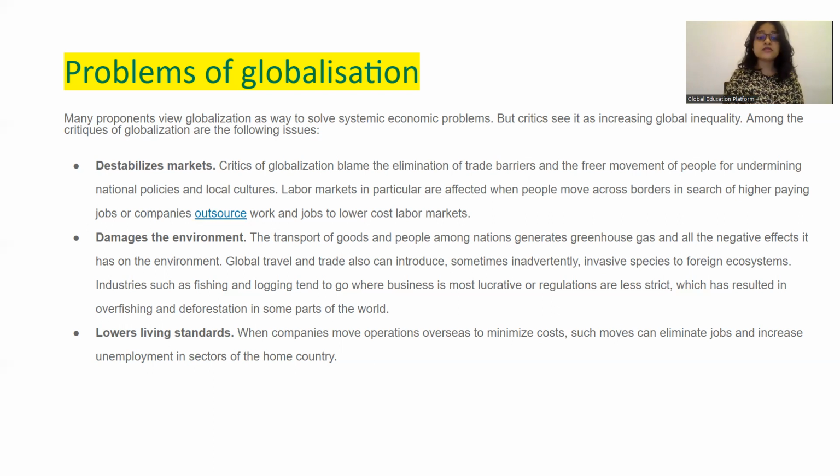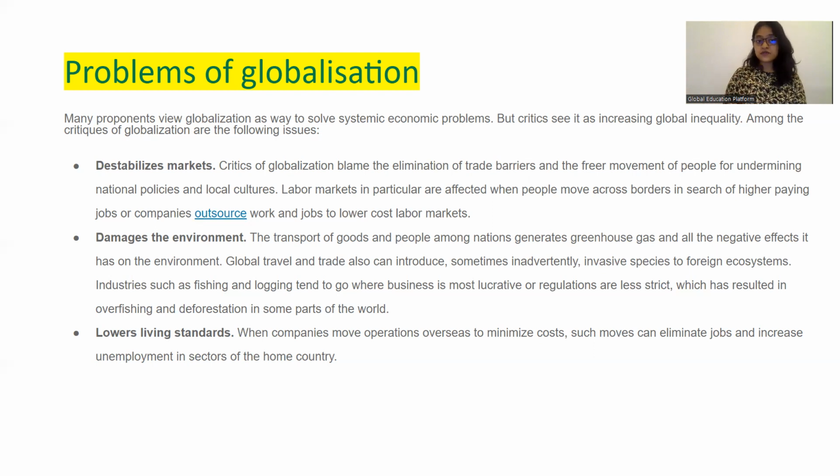And they also mentioned that labor markets in particular are affected when people move across borders in search of higher paying jobs, or companies outsource work and jobs to lower cost markets. What happens here is, because of the freer movement, a person who is working in the United Kingdom and prefers to earn more, and there is an opportunity somewhere outside the United Kingdom, moves out. So there is a brain drain cost there, right? The employable people, the educated lot, move from their nation to another in search of jobs because they get paid well there, they have better opportunities there, and so on. As a result, there is a labor market problem in the United Kingdom, for example sake. So that is a problem of globalization.